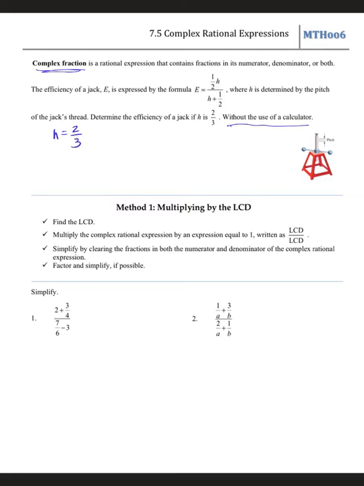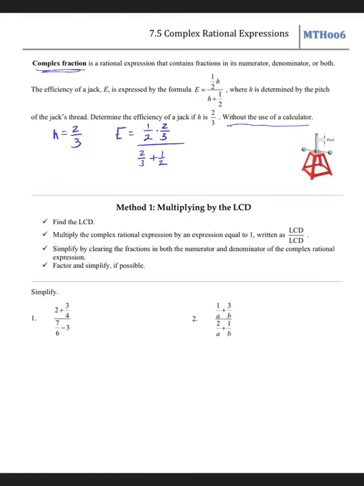So we have this formula. E is equal to 1/2 of H, and so the operation there is multiplication, so 1/2 times 2/3, and we're dividing it by H, which is 2/3, plus 1/2. So you can see that this is definitely a complex fraction because we have fractions within the numerator and denominator. Now think way back to your early algebra days. Whenever you have to evaluate an expression of some sort or simplify an expression, you always want to simplify the numerator and denominator first, and then you can work through the problem as a whole.